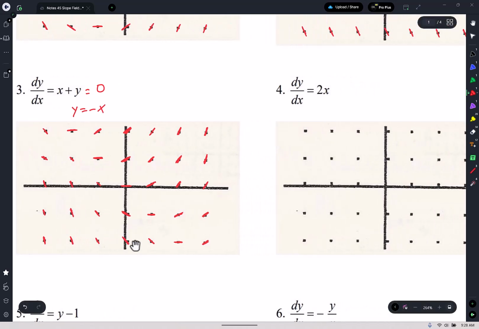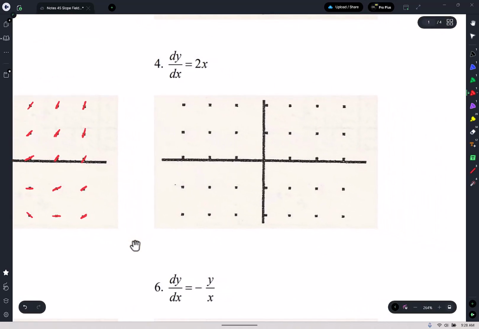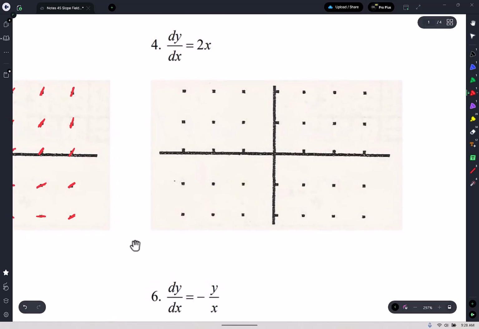There it is. Number 4. Here we go. dy/dx equals 2x. Right on the y-axis, you should have slopes of 0. Right on x equals 1, you should have slopes of 2. Right at x equals 2, you should have slopes of 4.